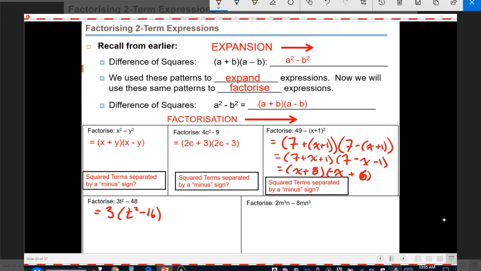Well, t squared is obviously a squared term. 16 is a squared term because the square root of 16 is 4. So this equals 3 times t plus 4 times t minus 4.